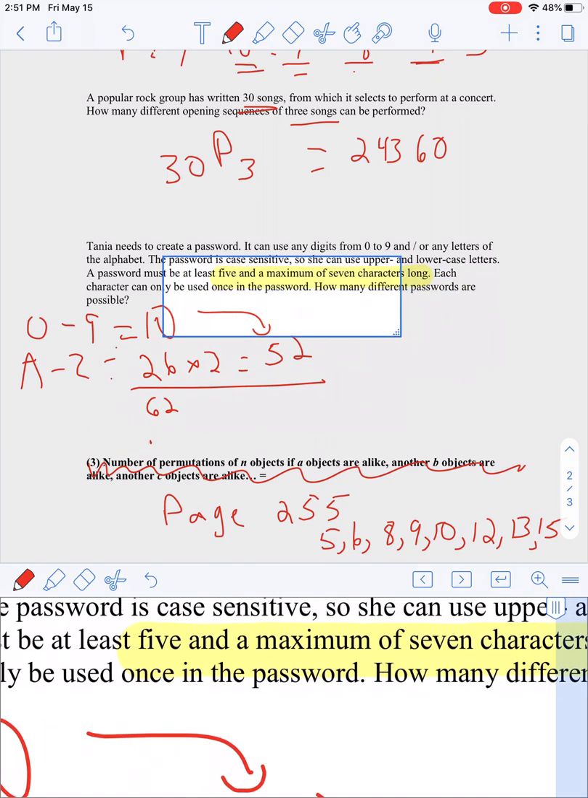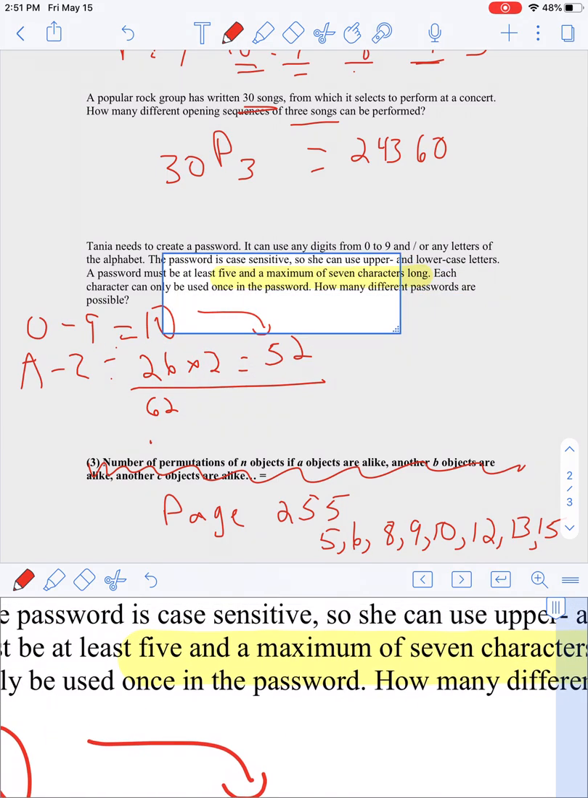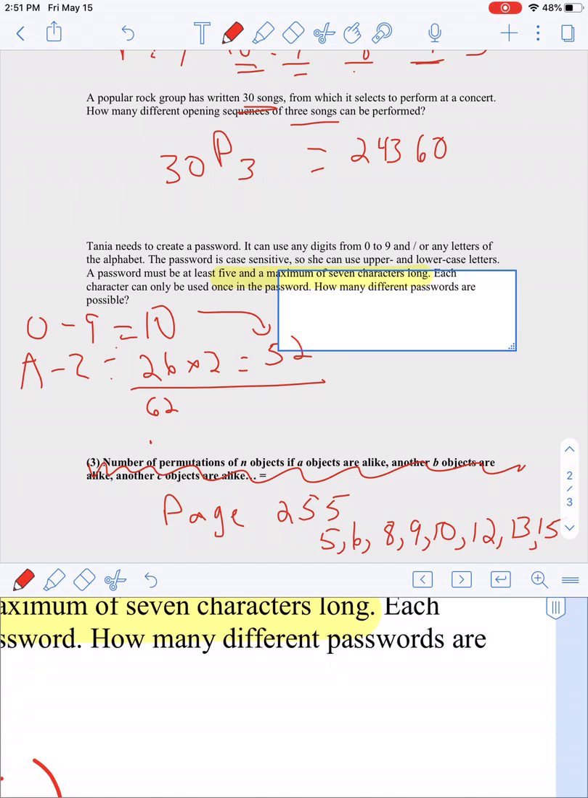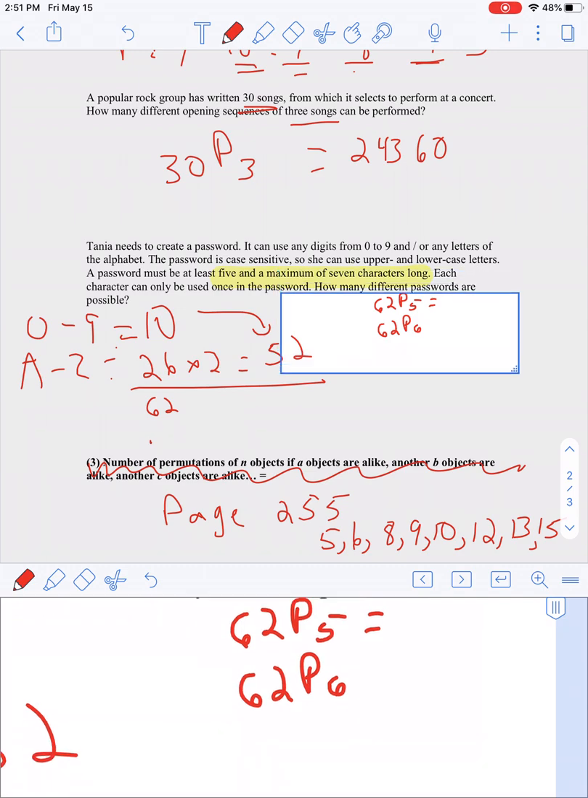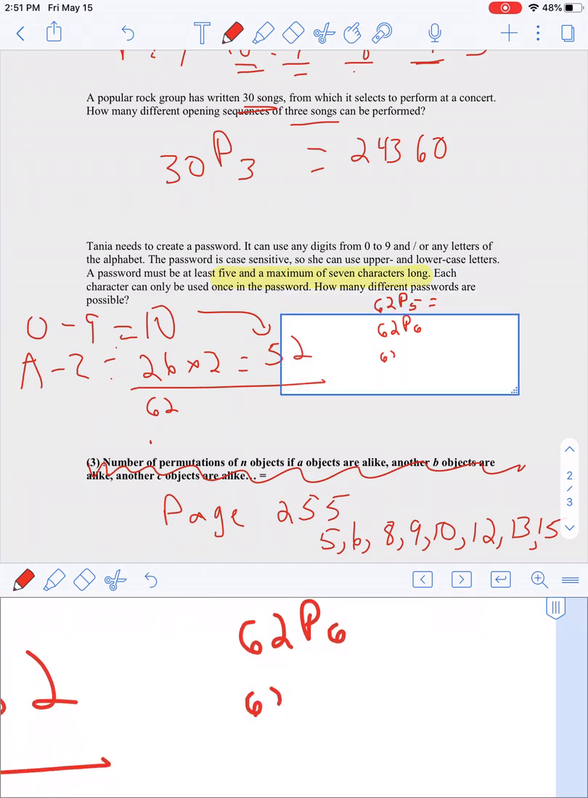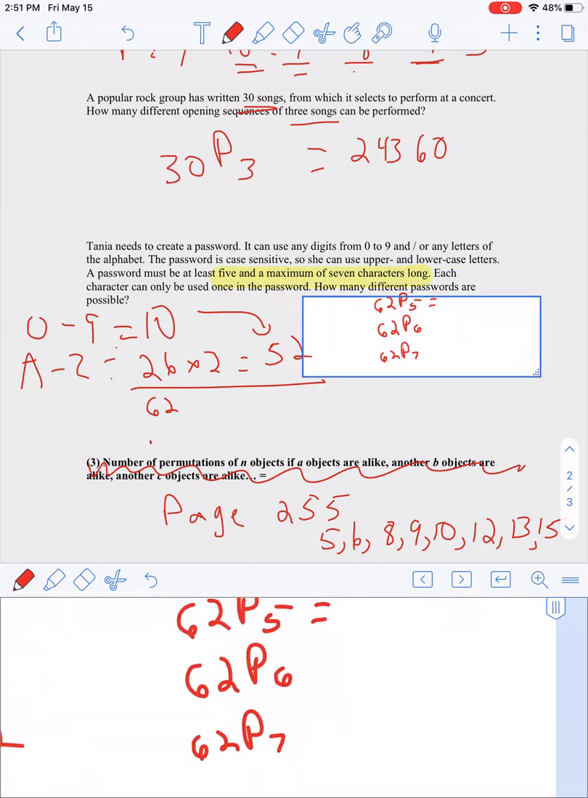Now, she has to choose 5 and to a maximum of 7 characters. So that means she could choose 5 characters, so that would be 62p5, or she could have 6 characters, which would be 62p6, or she could have 7 characters. It doesn't say. So we got to figure out the total for each one and then add them together. So that's going to look like this. So you take your calculator, punch it in, 62p5.